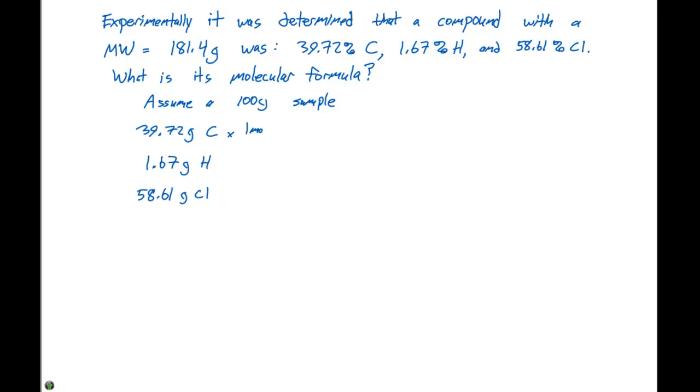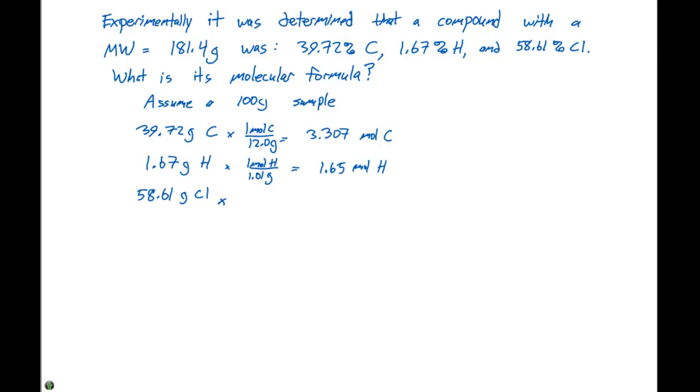For every 1 mole of carbon, there's 12.0 grams. So this is going to give us 3.307 moles of carbon. We have 1.67 grams of hydrogen. We need to convert that over to moles. For every 1 mole of hydrogen, we have 1.01 grams. This gives us 1.65 moles of hydrogen.